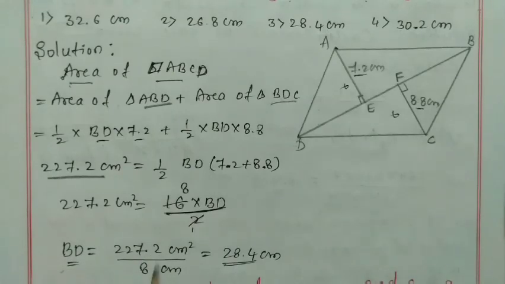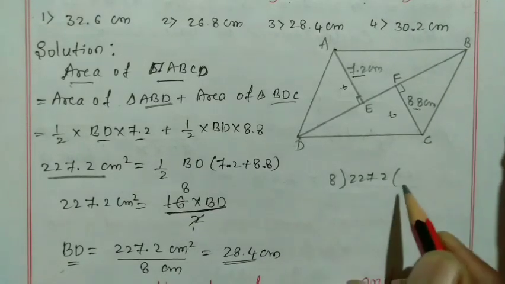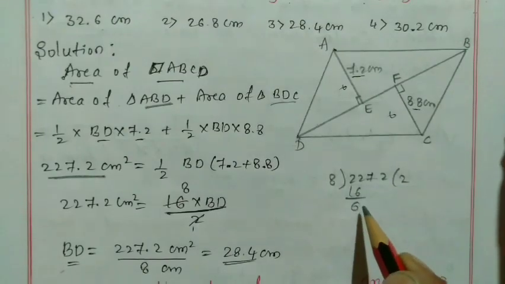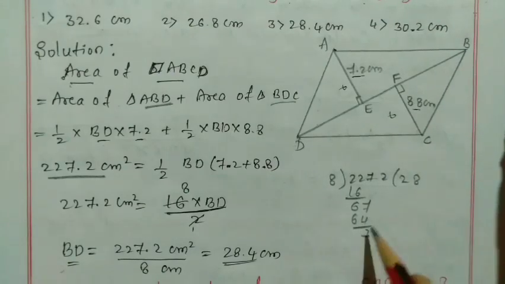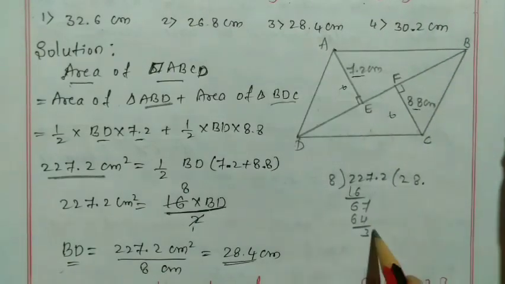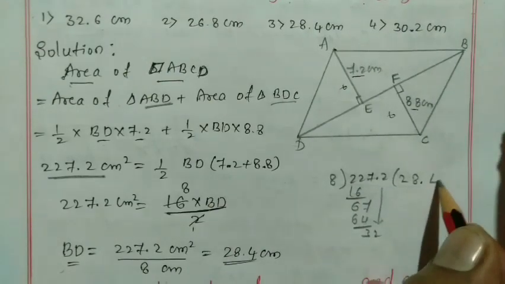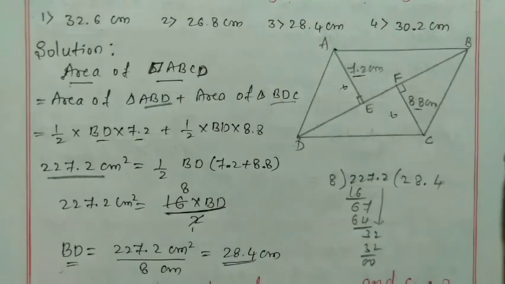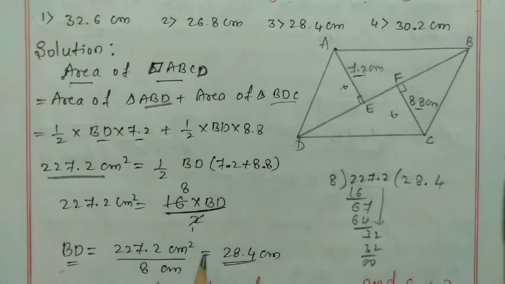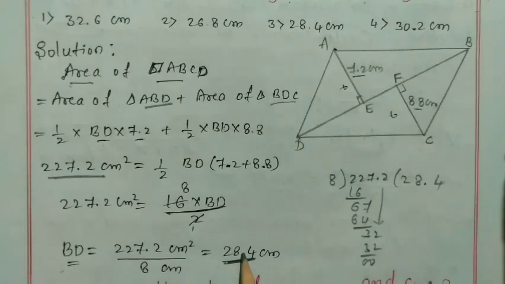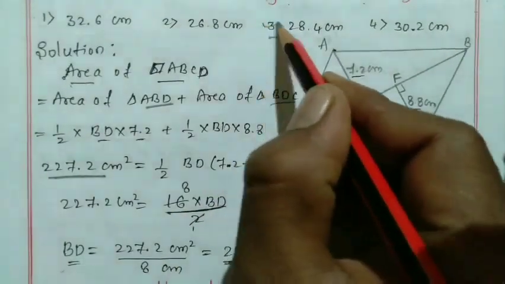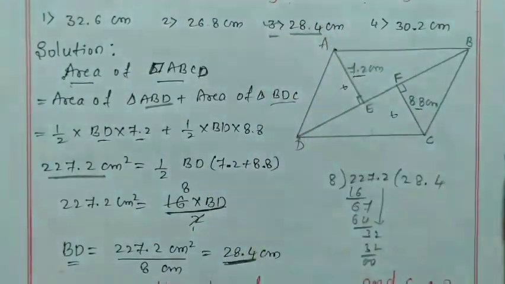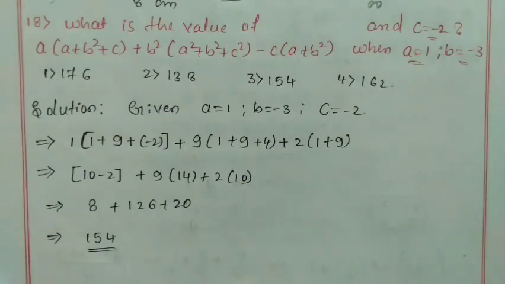227.2 divided by 8. You can simplify or divide this, then you will get 28.4. So I will divide here. 8 2s are 16, then this is 6. Then you can take 7, 8 8s are 64, 3, then you can put the decimal point here and bring this down, 8 4s are 32. Okay, 0 0. So therefore the length of the diagonal is 28.4 centimeter, you can write, and the correct option is the third one, that is 28.4 centimeter. Next I will go to the 18th question.